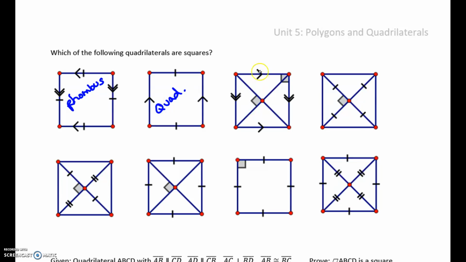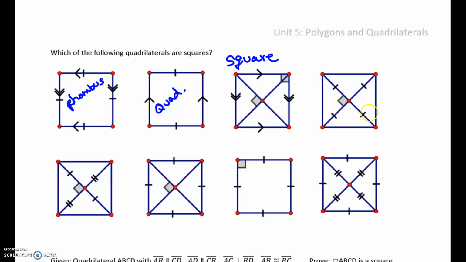This next one, I know that it's a parallelogram because all of my opposite sides are parallel. I know it's a rhombus because my diagonals are perpendicular. And I know that this thing is a rectangle because my angles are 90-degree angles. They're perpendicular. My sides are perpendicular. So I know that this guy is a square because he fulfills all three.